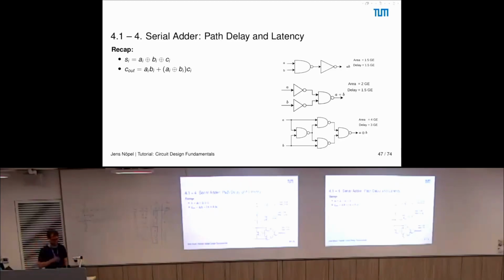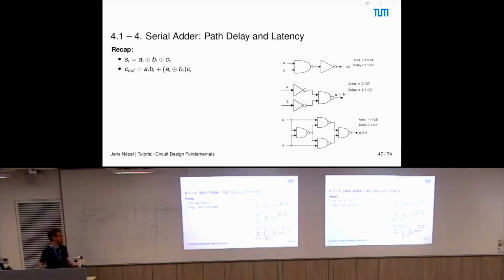So now you get some numbers for the delay elements. This is AND. This has an area of 1.5 gate equivalents and a delay of 1.5. Then you have your OR, which is a bit larger, but the same delay. And this is your XOR gate, a lot larger and a much higher delay, which you have here. And now the question is, what is the delay and what is the latency?